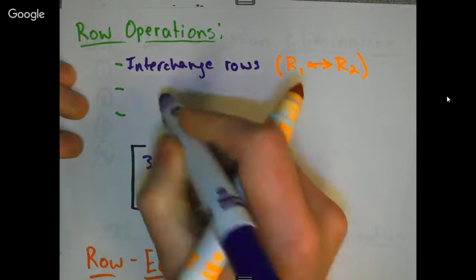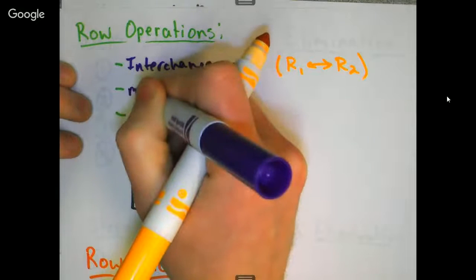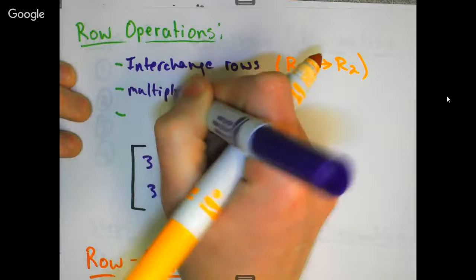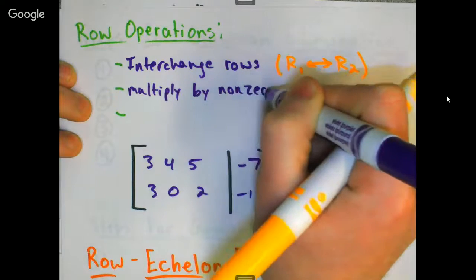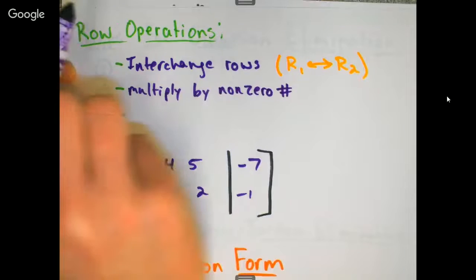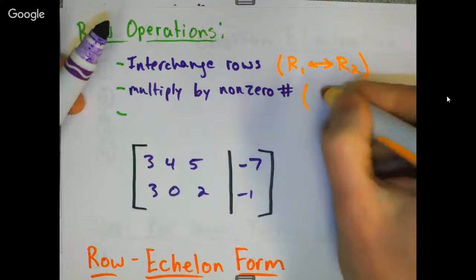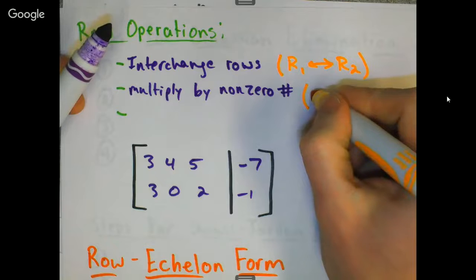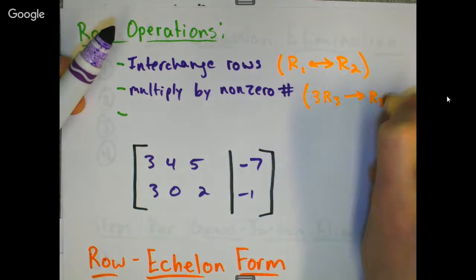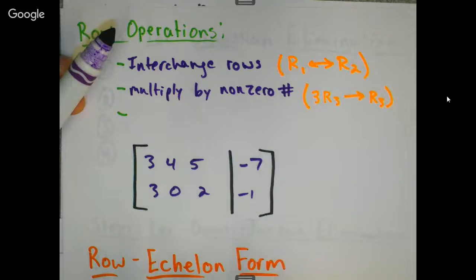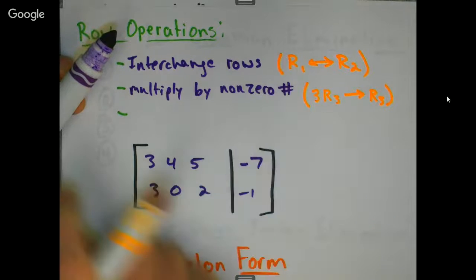The next thing we could do is we could multiply by a non-zero number. Okay, so if I had a row 3, I could take 3 times row 3 and put it back where row 3 is. Okay, so I'm going to take the row 3 out, I'm going to multiply it by 3, and I'm going to put it right back.